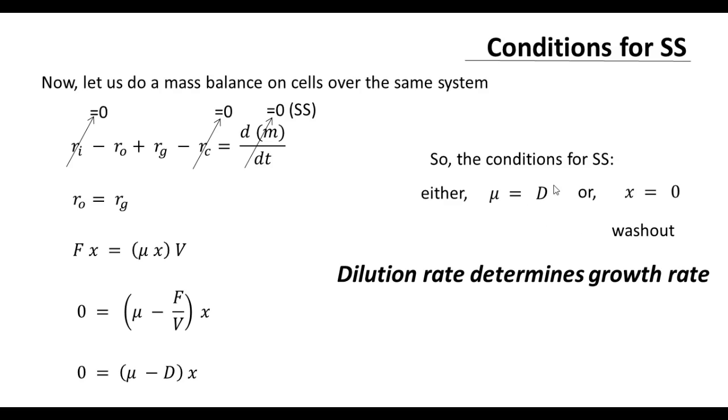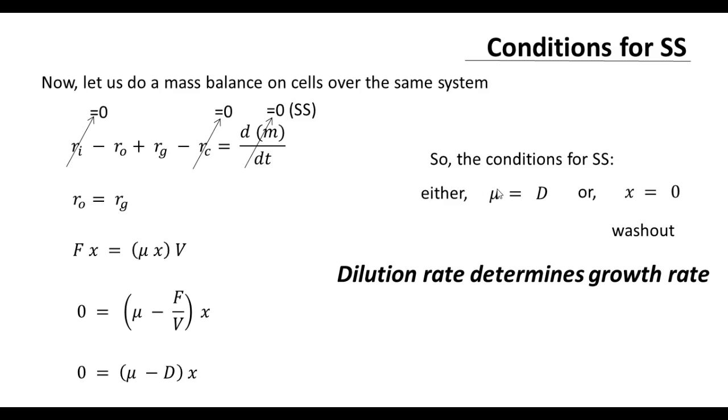Now, if you look at this, mu equals D, it says something very profound. Although it's a very simple equation, it says that the dilution rate determines the growth rate. Because what is dilution rate? It is F by V. How do we change the dilution rate for a given reactor? For a given reactor, the volume is fixed, so just by changing the flow rate. The flow rate is under our control. We change the flow rate of the pump, and just by changing the flow rate, we are able to change the specific growth rate.